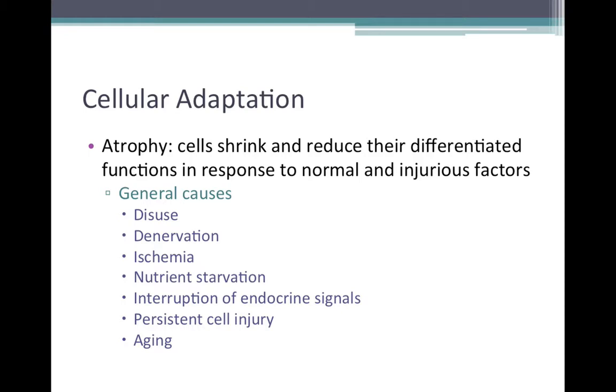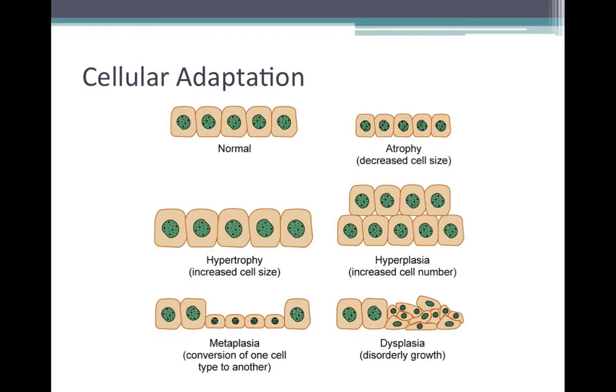So, for instance, you'll be familiar with individuals who are bedridden. They can get a lot of disuse atrophy of their skeletal tissues because if they're just laying in bed all the time, they're not using those skeletal tissues and they can become weaker and really make that individual more prone to further injury. Now, what this slide is showing are some different forms of cellular adaptation.